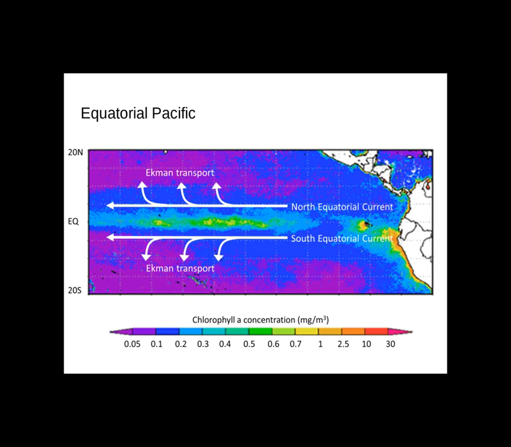In the equatorial Pacific, the trade winds blow the north and south equatorial currents towards the west, while Ekman transport causes the upper layers to move to the north and south in their respective hemispheres. This creates a divergence zone and a region of upwelling and high productivity.